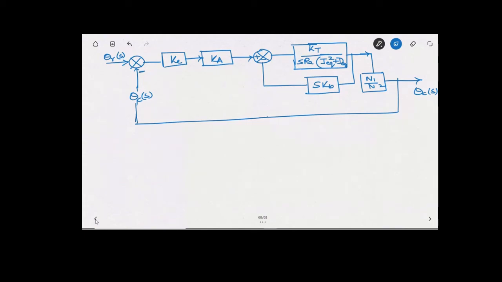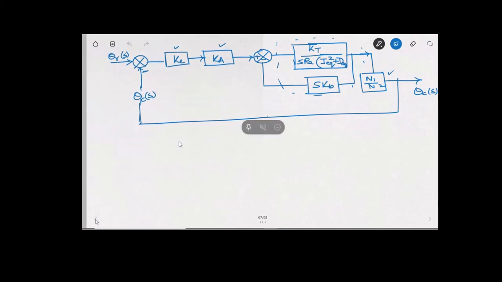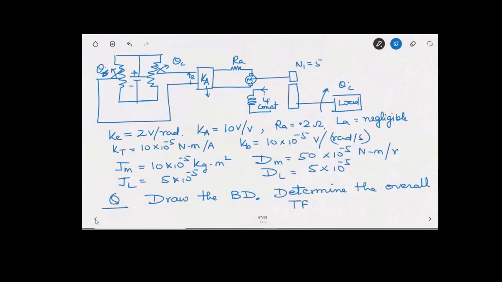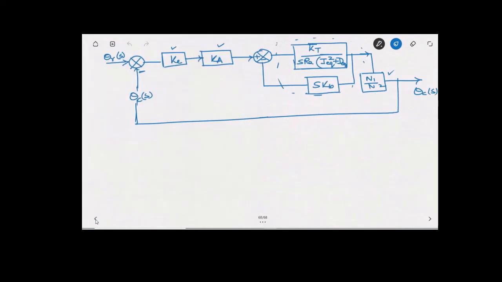So this is the block diagram of the armature controlled DC motor. This is the amplifier. This is the error detector gain. This is the gear N1 by N2. And the load parameters we have shifted to the primary. So the load has two parameters, J and D. What is J equivalent?